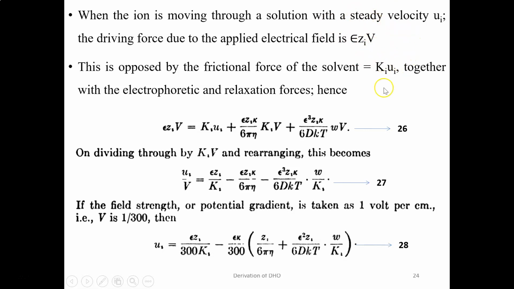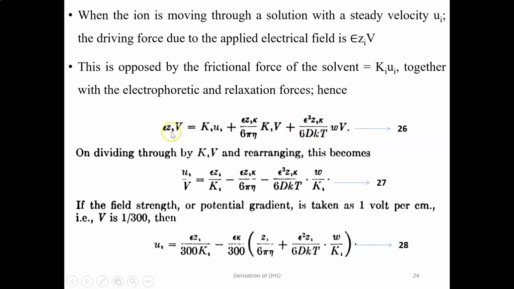All other forces would be retarding the motion of the particular ion. So this is opposed by the frictional force of the solvent, given as Ki ui, along with the electrophoretic and relaxation forces. So we can write at equilibrium: epsilon Zi v is equal to Ki ui, that is the frictional force, plus epsilon Zi kappa divided by 6 pi eta into Ki v, plus epsilon cube Zi kappa divided by 6 dkt multiplied by omega v. This is the relaxation force.